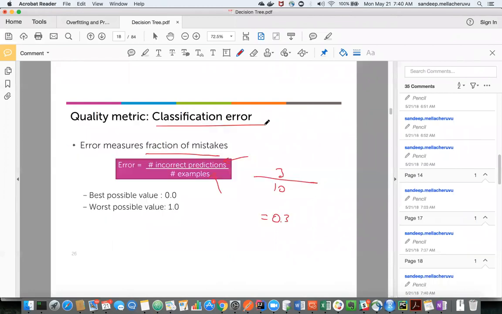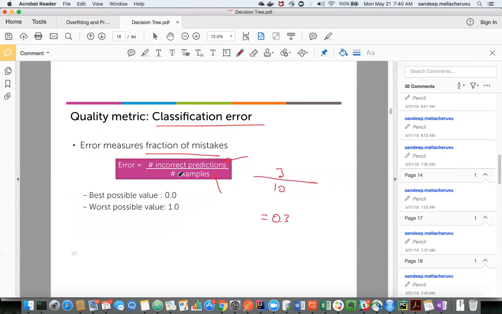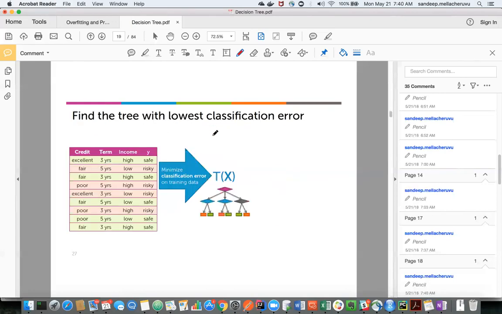Now, if classification error is the quality metric that I have chosen, then if I have to optimize it, should I have a maximum classification error or minimum classification error? Should I get a tree with maximum classification error or minimum classification error? Yeah, someone opened mic. Oh no, I was just going to say minimum. Yeah, minimum. You are going to get a tree with minimum classification error, obviously. So you minimize this classification error. Now find the tree with the lowest classification error.